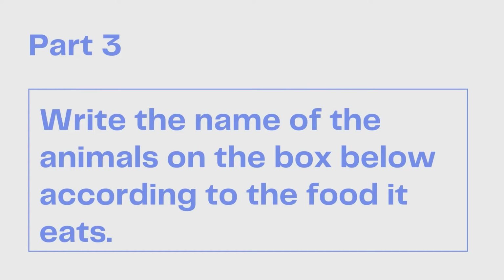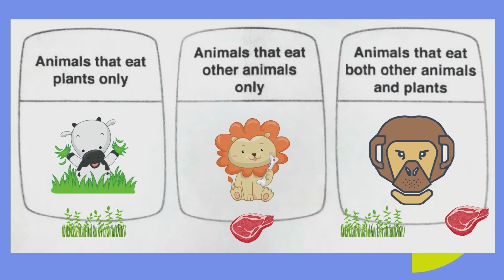Part 3. So write the name of the animals on the box below according to the food it eats. Okay? So I will show you the box and the animals and the food that they eat. So the first one is animals that eat plants only. So this is the animal and this is the food that it eats, only plants.